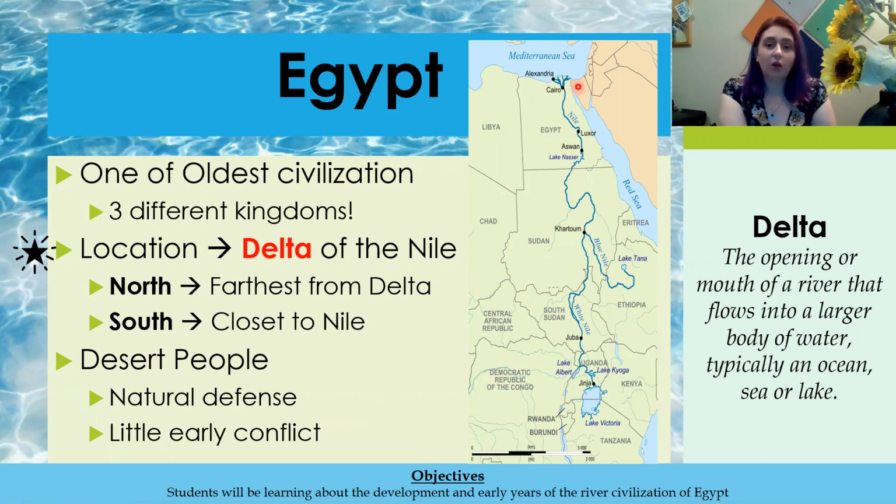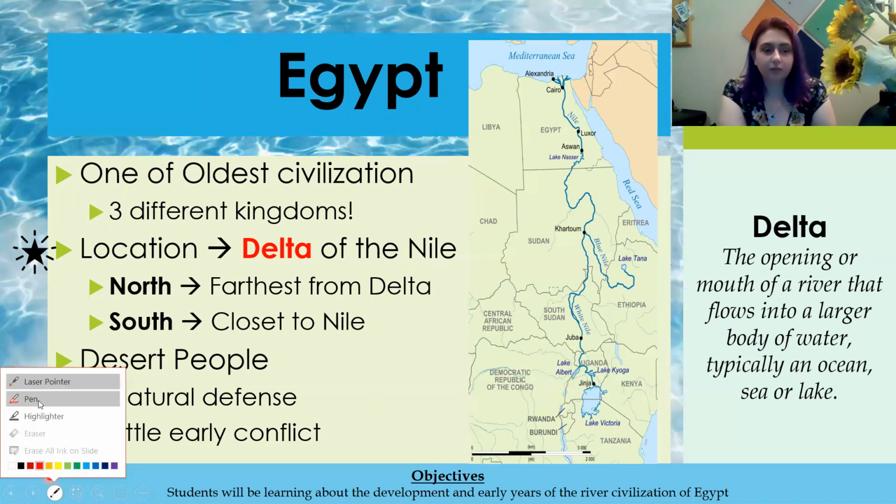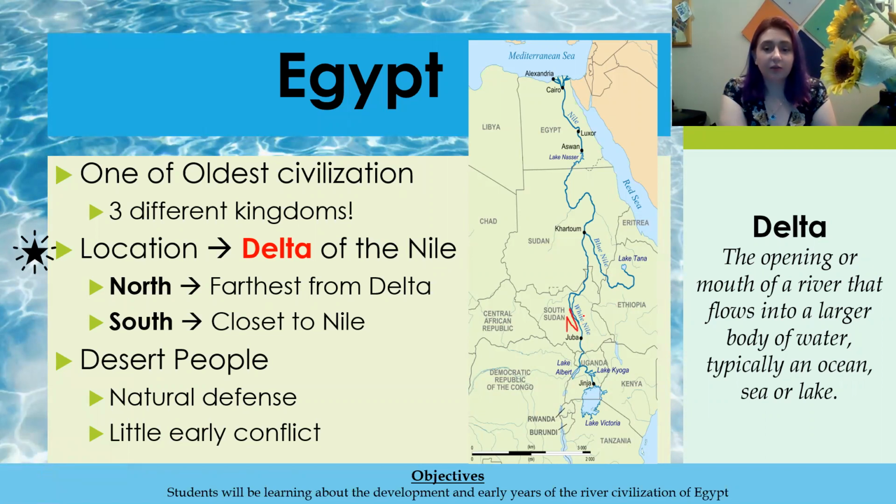Most times we would call this the north and this the south. But in ancient Egypt, it was actually the opposite. The north was down here because it was the furthest away from the delta, while the south was up here because it was closest to the delta. The river flowed in this direction. So the north was where the river flowed from, and the south was where the river flowed to.